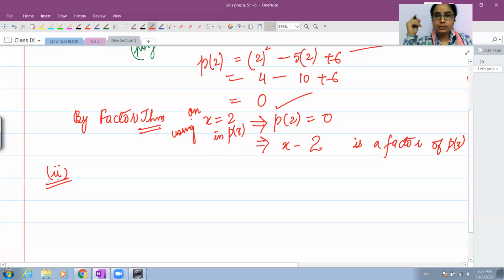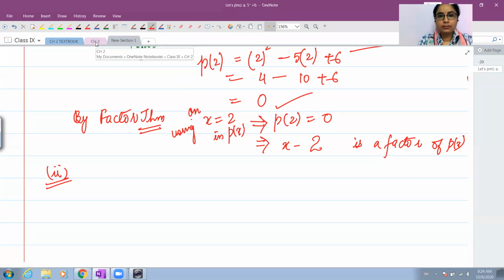Ma'am, try करने के लिए जो last में constant term है, उसके factors लिखने के बाद उन्हें put करके देखें तो हो जाएगा. Yeah, that's one way of doing it. We use it in cubic polynomial factorization. But right now I am just stating what factor theorem is. अभी हम उस पे नहीं जा रहे कि हम constant से ही try करते हैं. I just want to explain what factor theorem states.